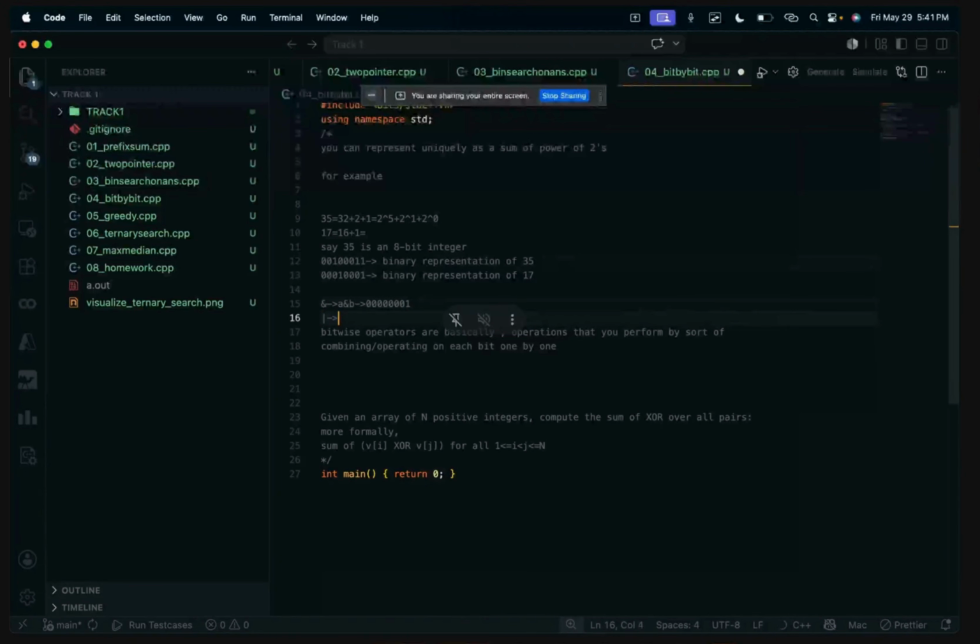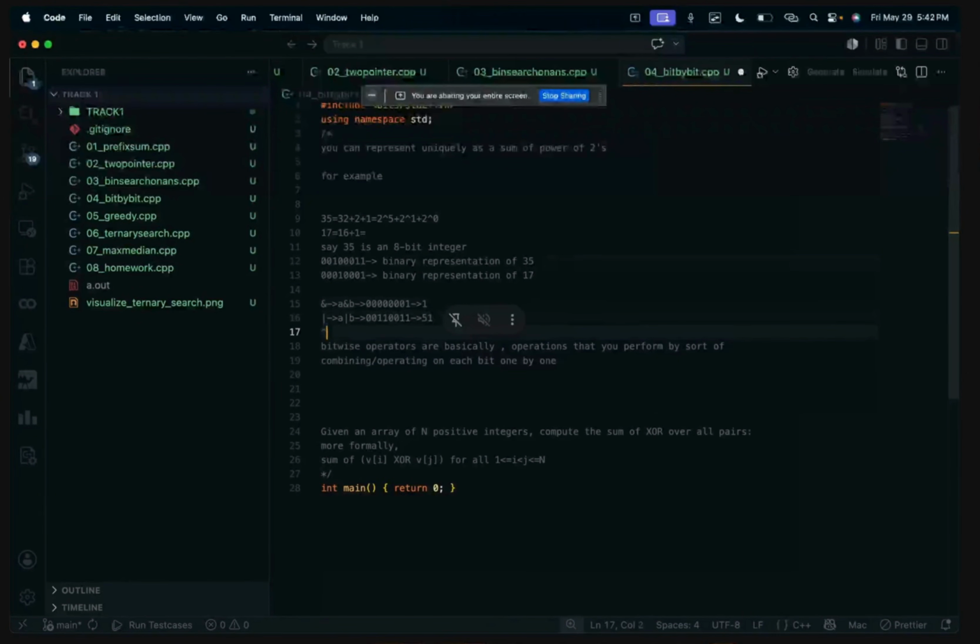Similarly, we have the bitwise OR operation. In the bitwise OR operation, the result contains a 1 if at least one of the two operands has a 1 at that position. At the leftmost position, there is no such 1. At the next position, there is no such 1. In the third position, there is a 1. Fourth position, there is a 1. There is no 1 after that, and no 1 after that. There is a 1 after that, and a 1 after that. So A and B would be this, and A or B would be this.